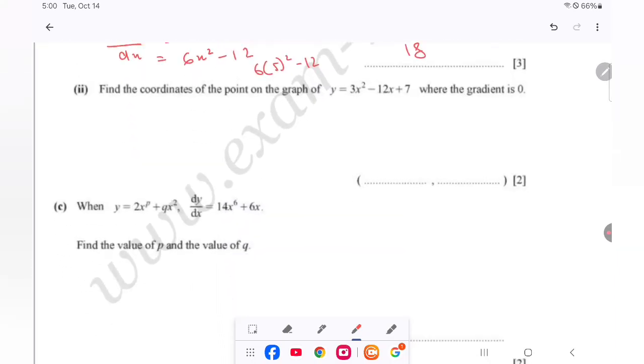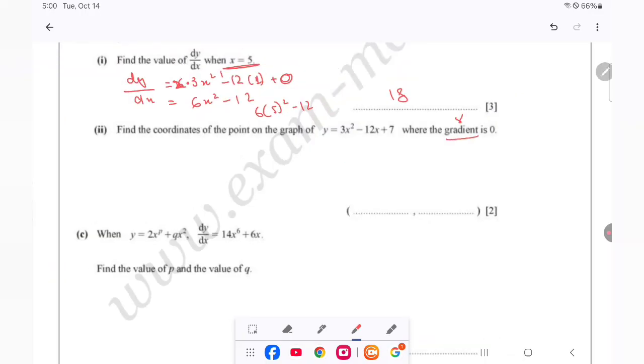Now find the coordinates of the point on the graph where the gradient is 0. So what is gradient? Gradient is our slope. Look at the equation. dy over dx is our slope and this is our gradient. 6x minus 12 equals 0. Add 12 to both sides, divide both sides by 6. This is our value of x.